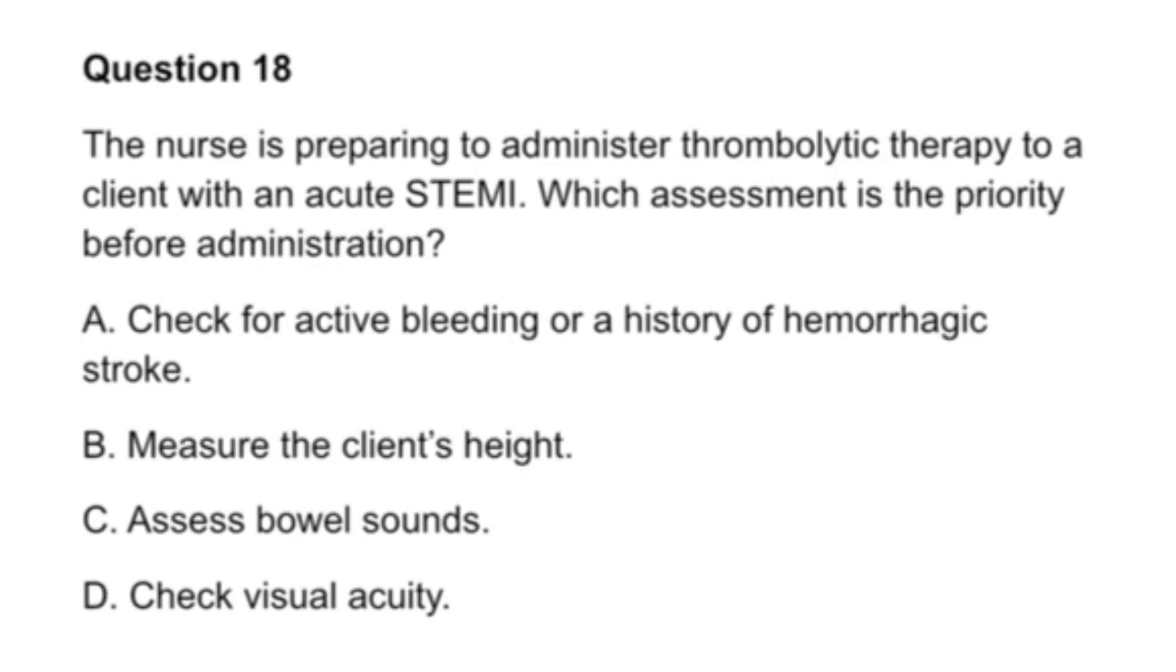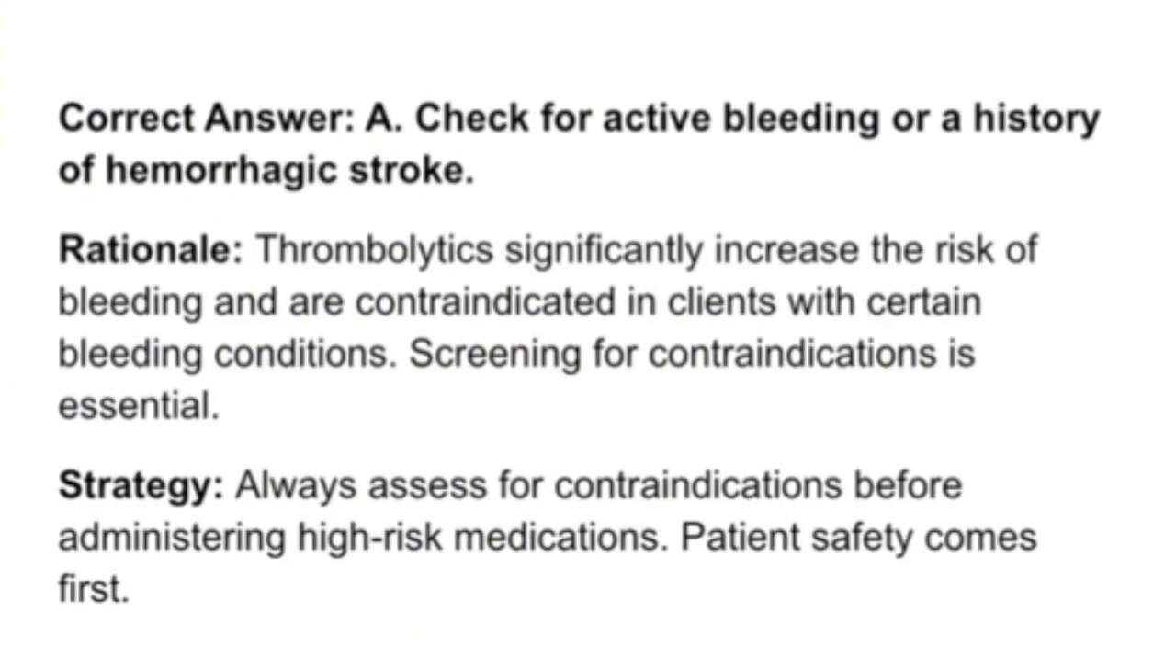Question 18. The nurse is preparing to administer thrombolytic therapy to a client with an acute STEMI. Which assessment is the priority before administration? A. Check for active bleeding or a history of hemorrhagic stroke. B. Measure the client's height. C. Assess bowel sounds. D. Check visual acuity. Correct answer, A. Check for active bleeding or a history of hemorrhagic stroke.